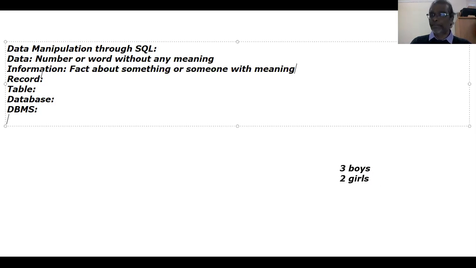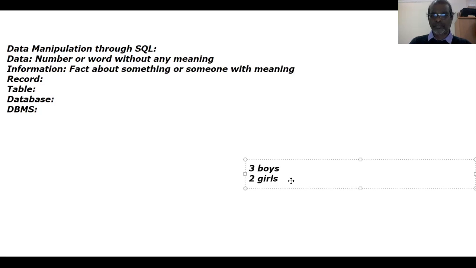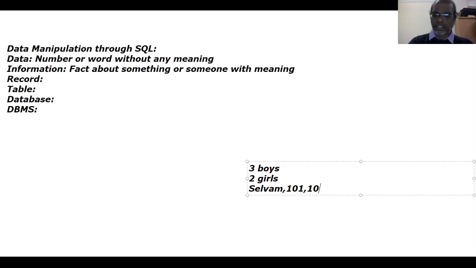So what about record? Here 3 boys and 2 girls are studying. Good, no problem. So I need all the details of one student. For example, here I like to type Selvam. Now it is one data. Then I like 1001. Again I like 10, 20, 30, 40, 50. Like this I wrote. Selvam is the name of the student.